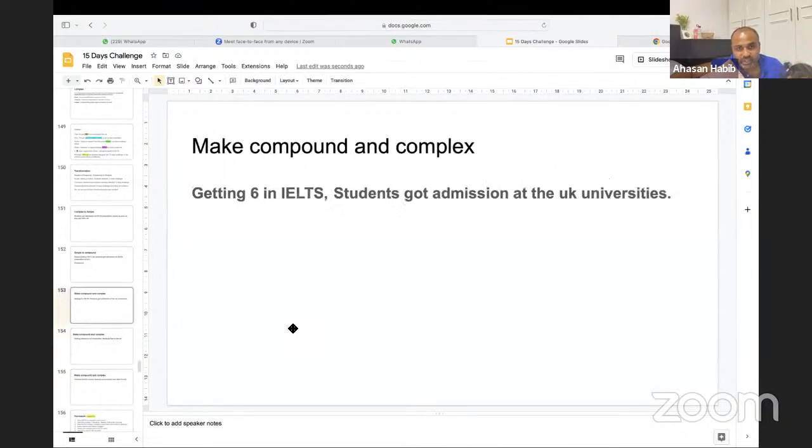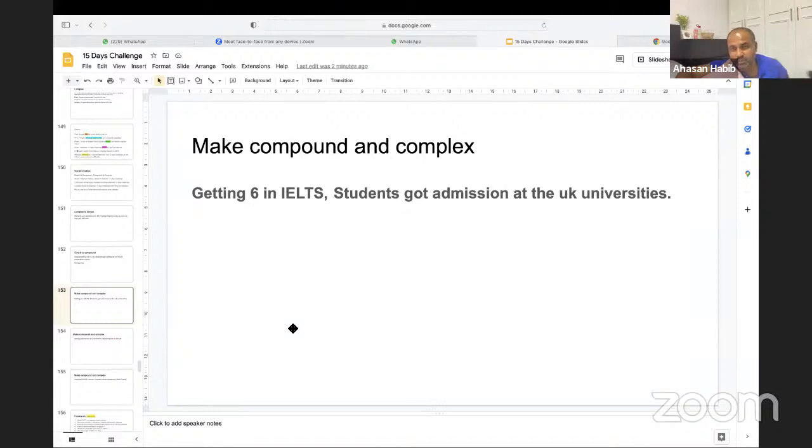So what happened first? Students got 6 in IELTS, right? So once they got 6 in IELTS, then they got admission at UK University. That's what you need to say. So students got 6 in IELTS and they got admission at UK universities, right? Please type in the chat box. I'd like to see: students got 6 in IELTS and they got admission at UK university.